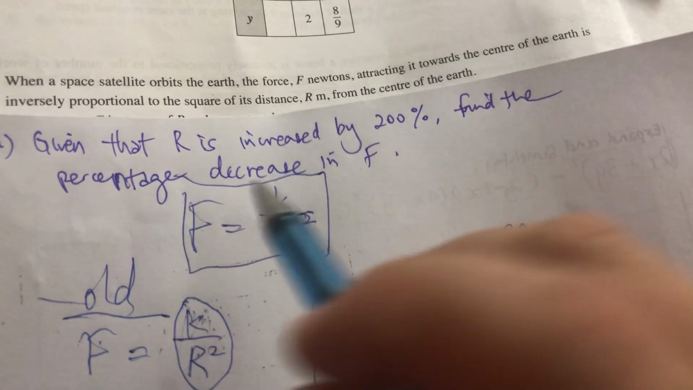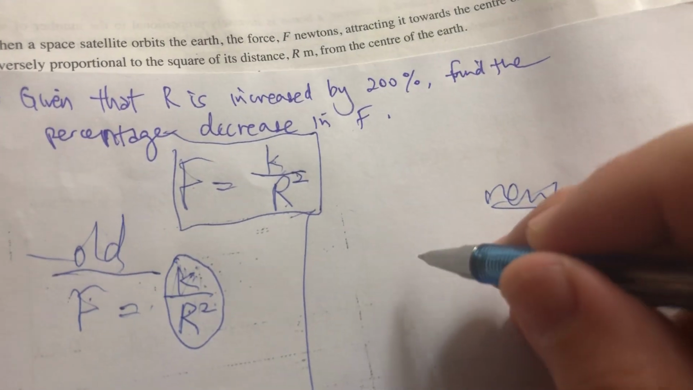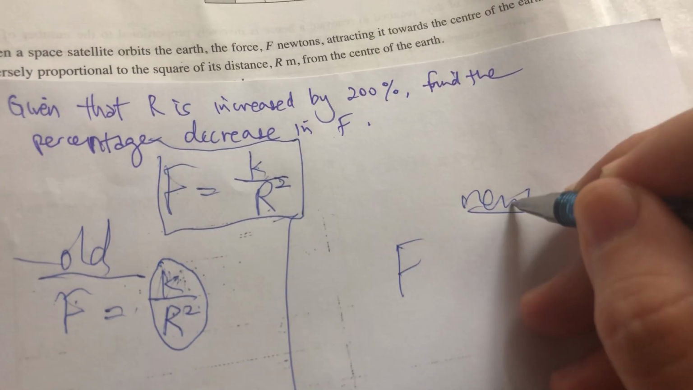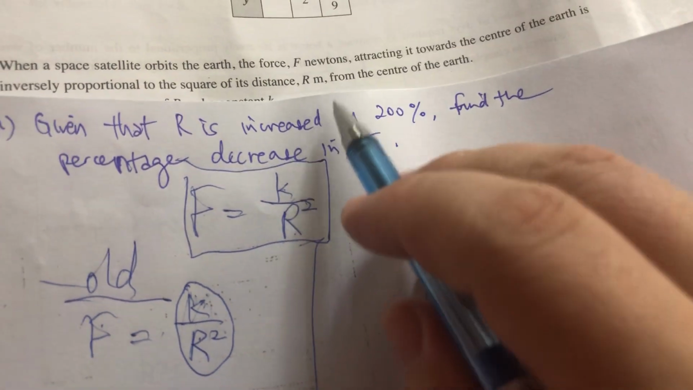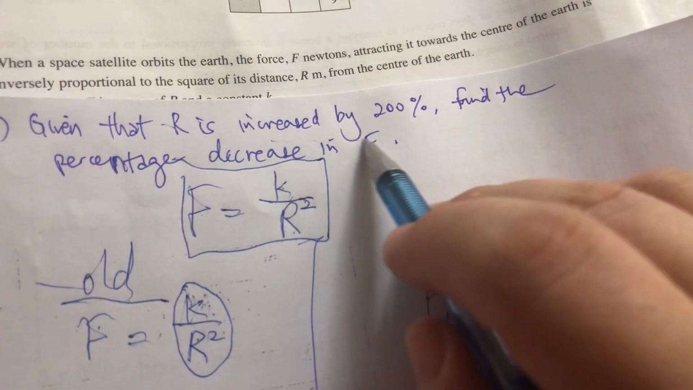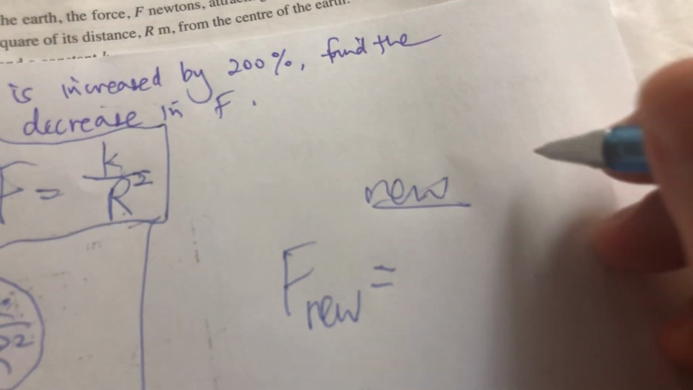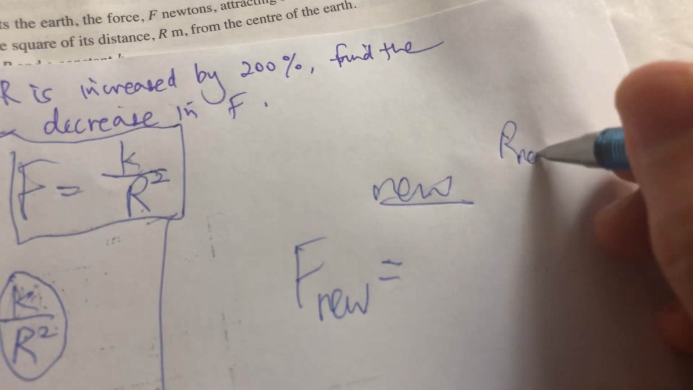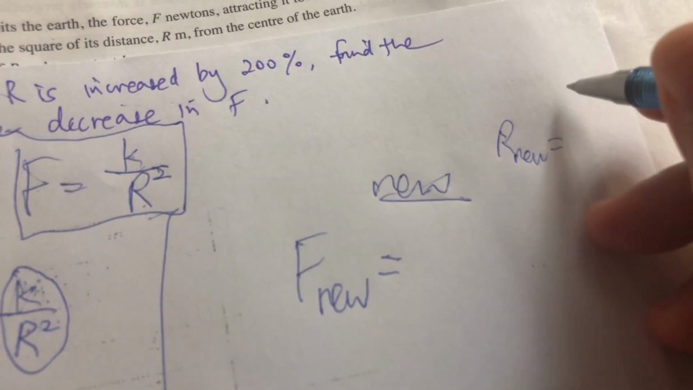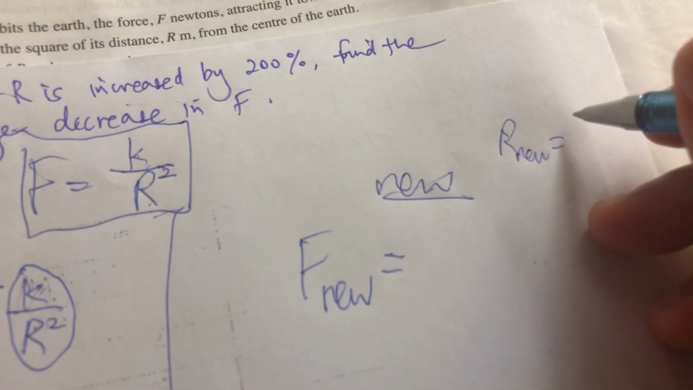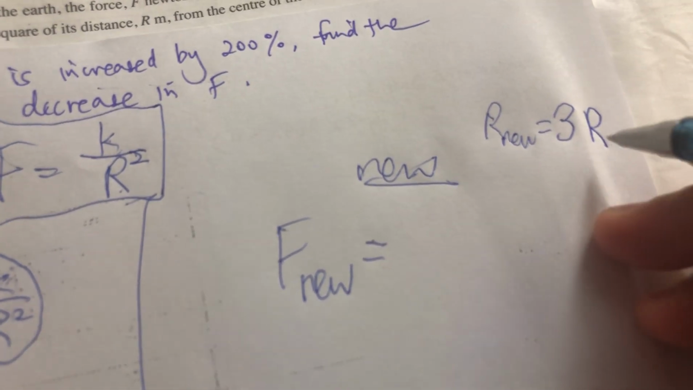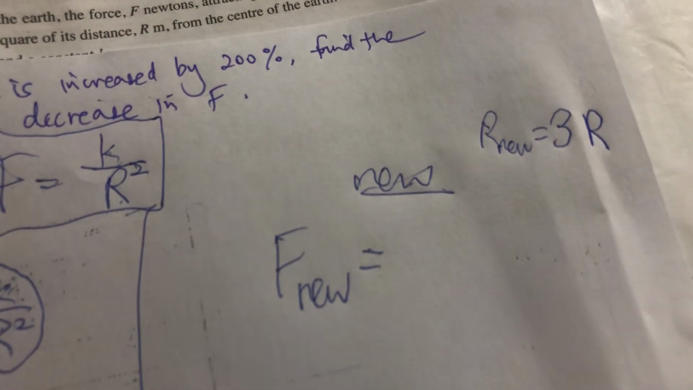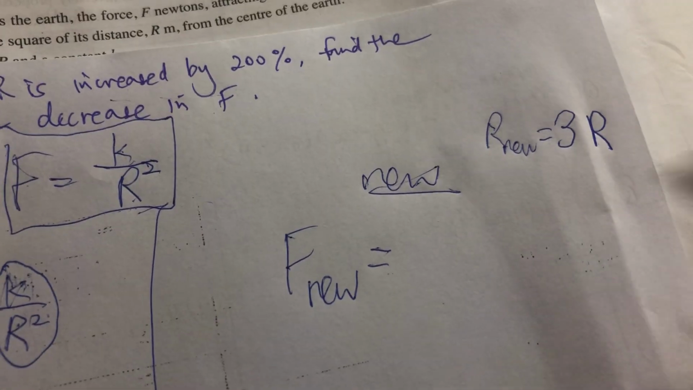Okay, now how do we carry on from here? There's a new value now, right? Because r is increased by 200%. So r new, okay, is 200% more than the original. That means it's 3 times of the original r. Okay, this is important. So you write this here first.